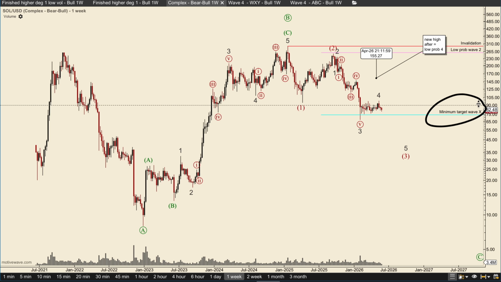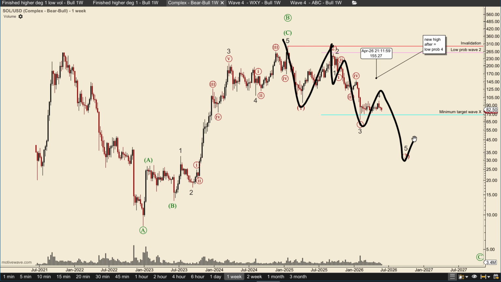Because the minimum target here for a wave X was hit, but this doesn't have the highest probability just because of the time here in the wave 4, as I mentioned previously. So this has a lower probability of being a 1, 2, and then 1, 2, 3, 4, 5, 4, 3, 4, 5, 4, 5, and so on, just because of this wave 4 and the time. So that is good news for the bulls, if I put it like that. And we also didn't hit this low probability wave 2. I should say that increases the probabilities for the bears, but the wave 4 here kind of hinders the bears in this matter.